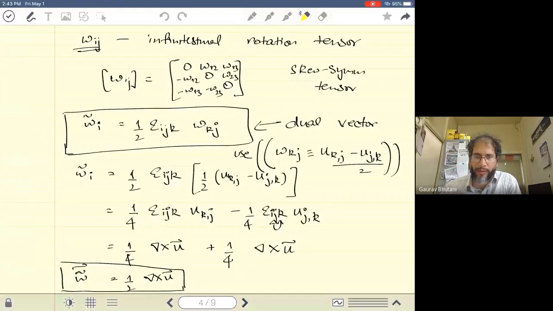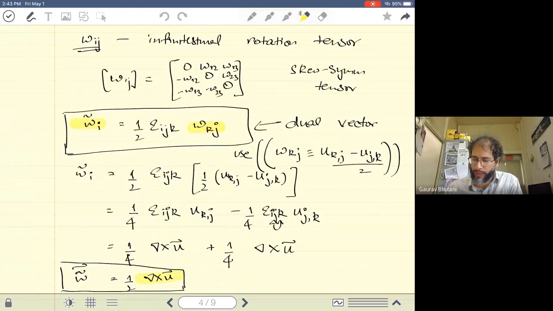The infinitesimal rotation tensor, as we know, is a skew symmetric tensor. It has three distinct components. So we were able to define a dual vector, that is omega tilde, using our omega kj. This is how we define a vector which has three components using a skew symmetric tensor, which has three distinct numbers that constitute this tensor. We then interpreted what this omega tilde actually means for our situation. So we substituted the omega tensor, the infinitesimal rotation tensor, in terms of its definition as the skew symmetric part of the displacement gradient tensor.